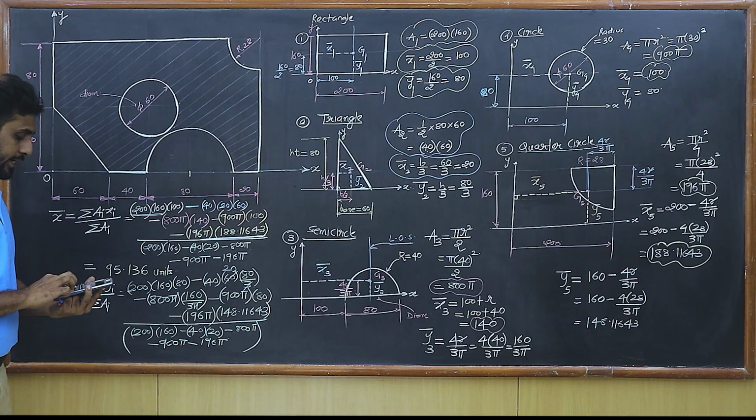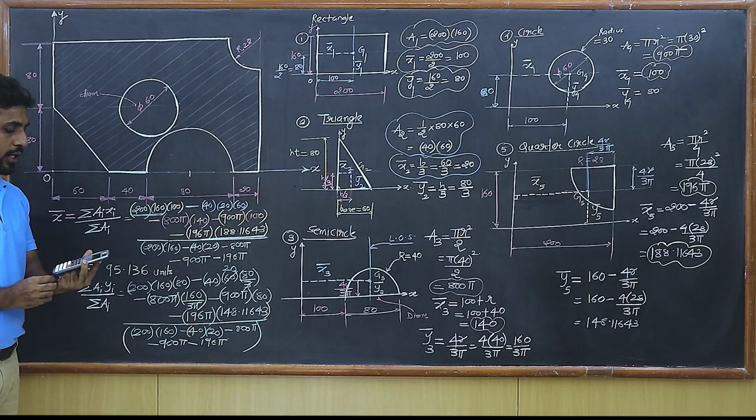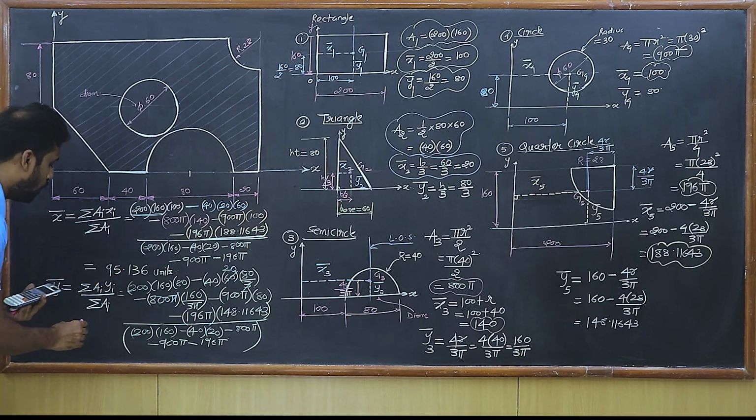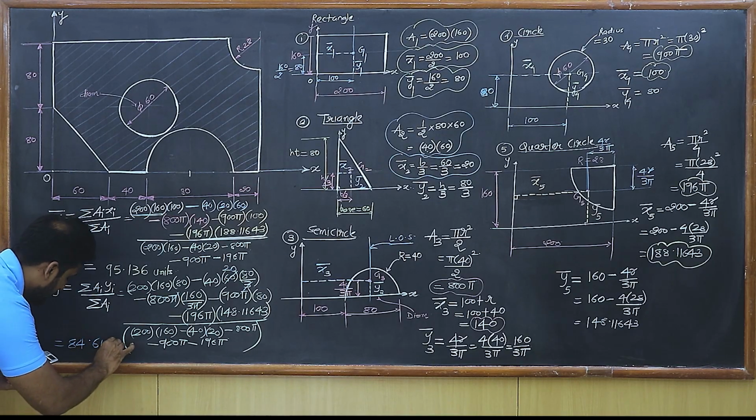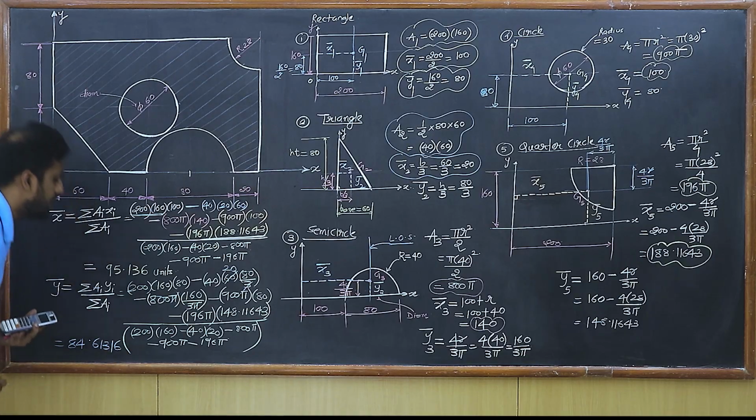This has to get divided by the summation of areas in the denominator. So that's 200 into 160 minus 40 into 20, then minus of 800 pi minus of 900 pi and minus of 196 pi. So my answer has come 84.613157. So I can write my answer as 84.613157 units.